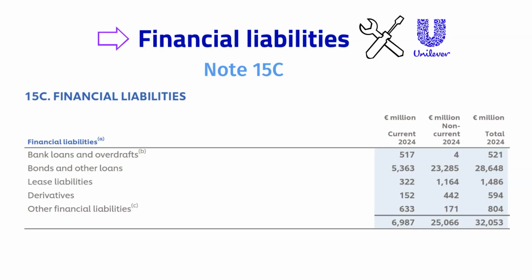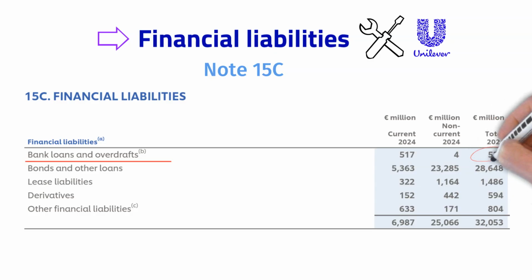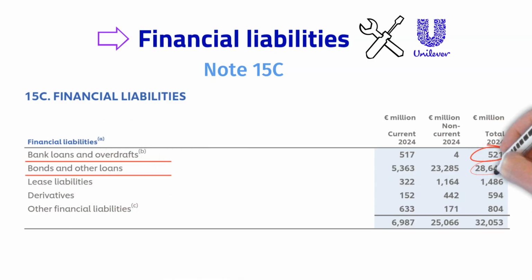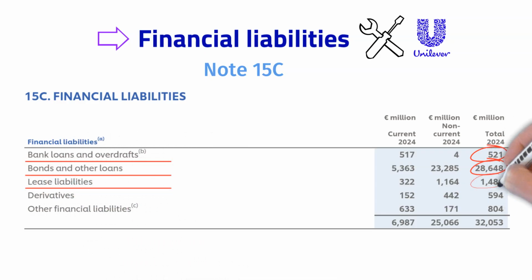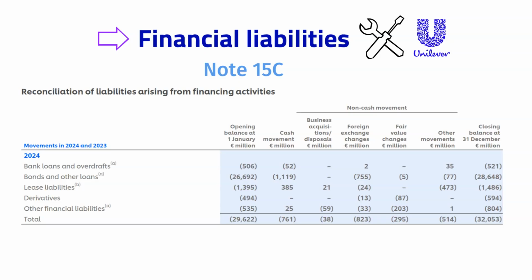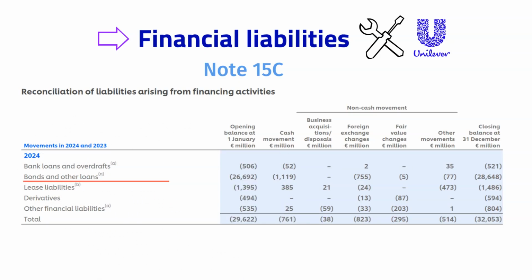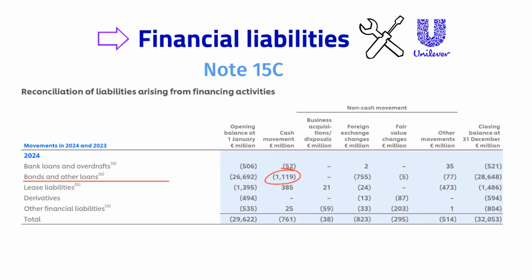So, as of December 2024, Unilever's debt consisted of bank loans and overdrafts of 521 million, bonds and other loans of 28.6 billion, lease liabilities of 1.5 billion, and other items of 1.4 billion. Further, the note shows the changes in loans and borrowings over the year. We can see that the increase in the balances mainly related to the net new loans received in cash of 1.1 billion. However, we can also see that significant part came from the foreign exchange effects.